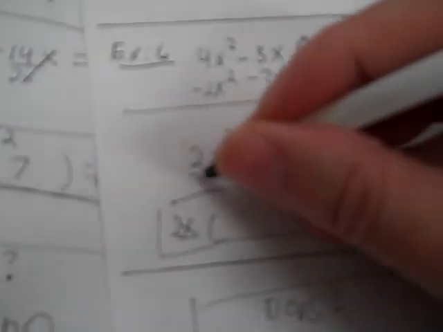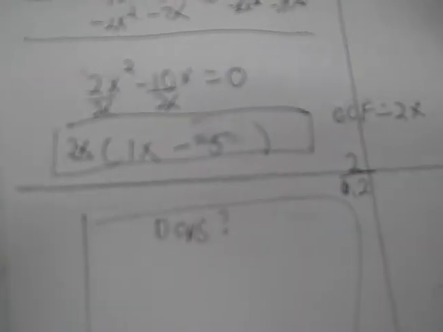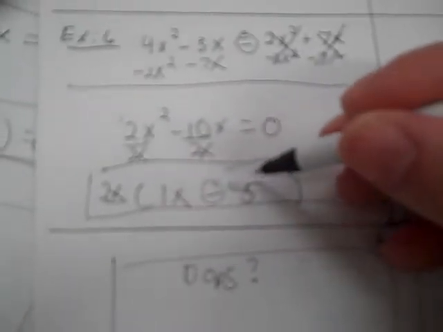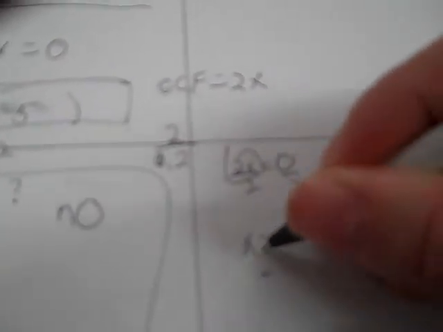That's going to be 1x minus 5. Okay, now do I have a difference of perfect squares? Well, I have a difference, but 5 I can't break down as anything times itself, so no. Okay, so that's factor 1, that's factor 2. So 2x equals 0, or 1x minus 5 equals 0. So I get 0 for my first answer, and I get 5 for my second, so 0 and 5.